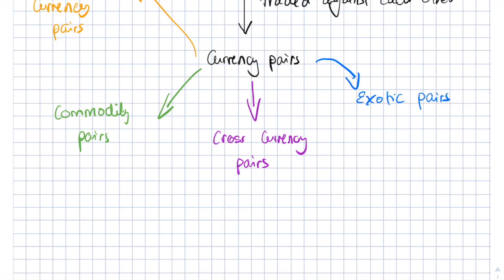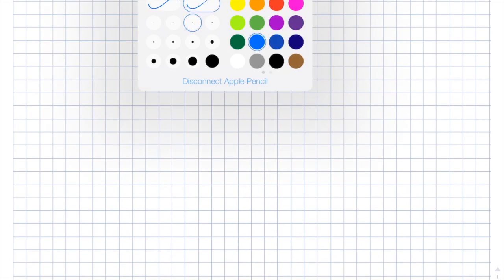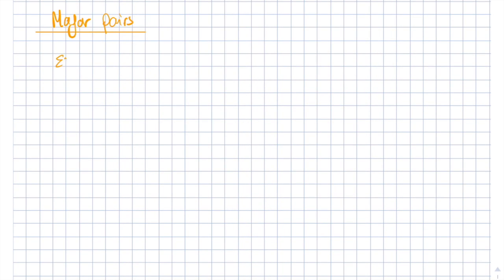Let's get started. When we talk about major pairs, what we refer to are the Euro USD, which is the most liquid and the most volatile currency pair on the Forex market and the most traded on the Forex market. Then we have the USD and Japanese yen, the pound and the USD, and the USD and the Swiss francs. And these are the symbols for them.